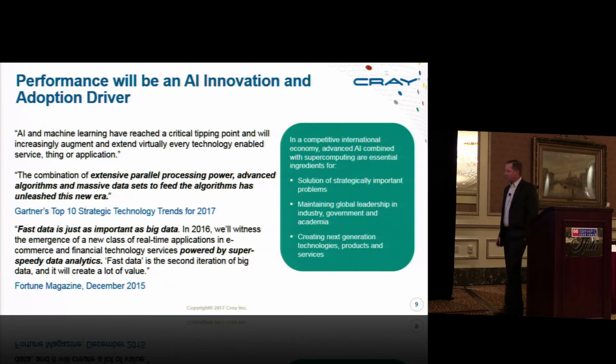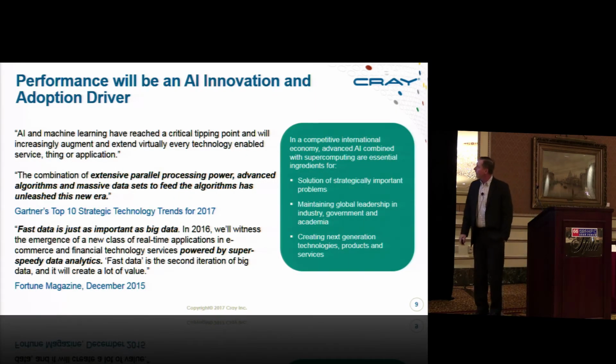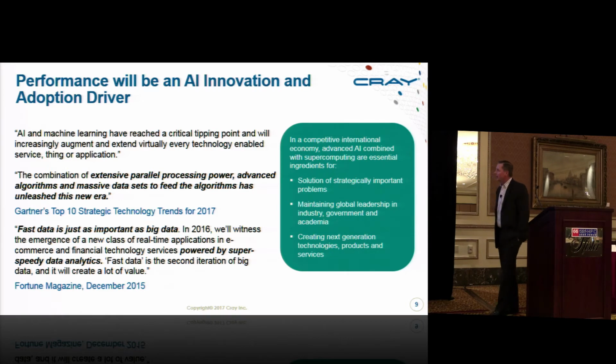Okay, so we've got a couple of citings here from Gartner's top 10 strategic technology trends and Fortune magazine. But the real key takeaway here is, according to Gartner, extensive parallel processing, advanced algorithms, and massive data sets to feed the algorithms has unleashed a new era. I think we would all agree with that. That's why we're here today, talking about this.